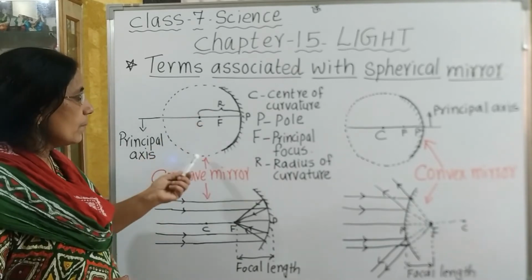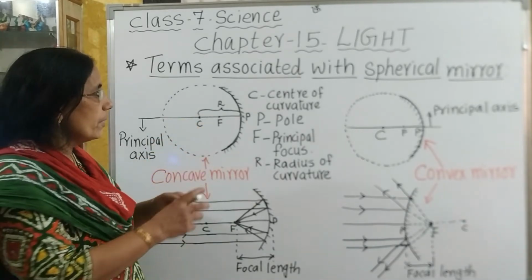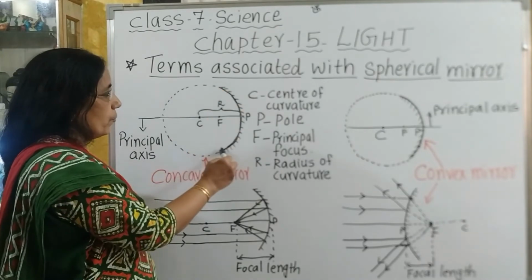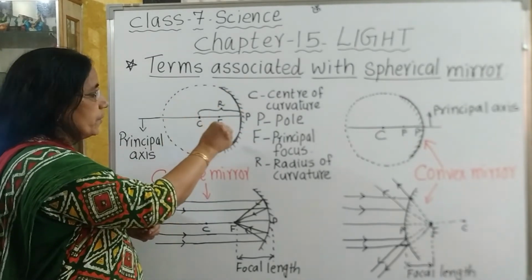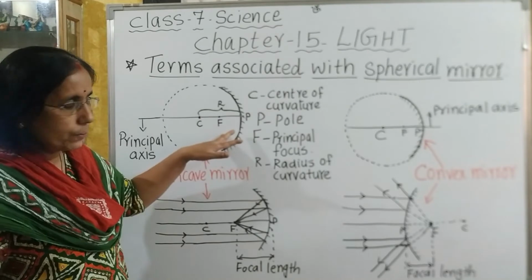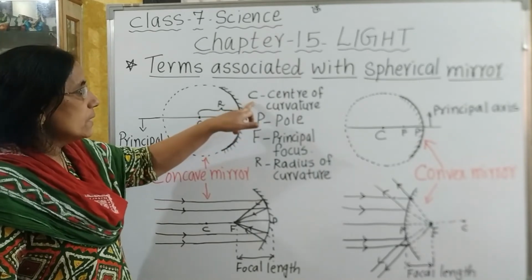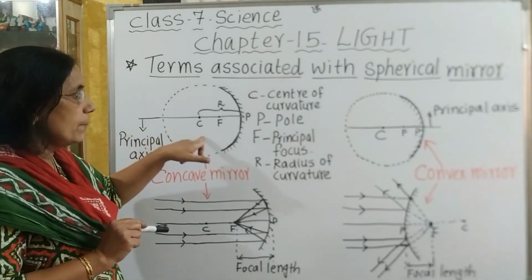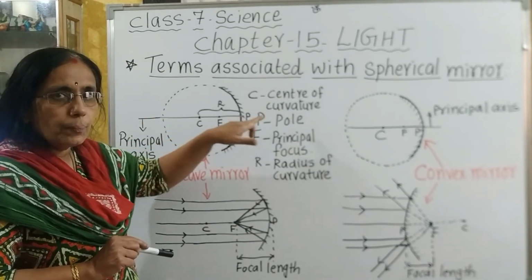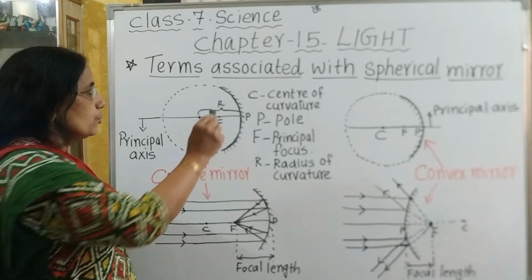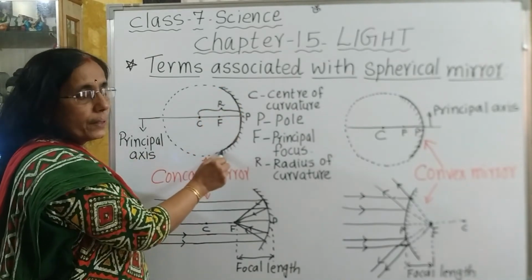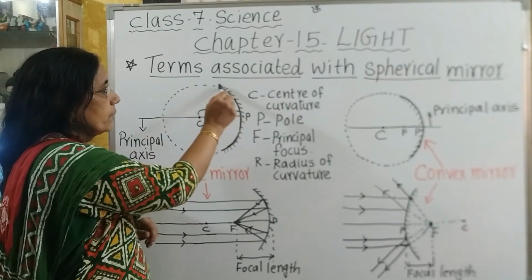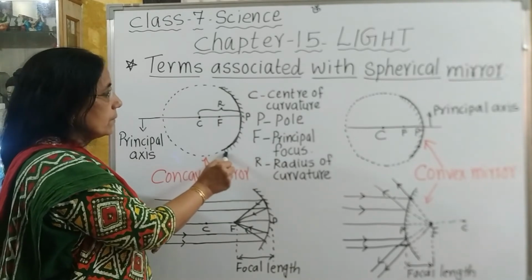So this is the diagram of a concave mirror. We have considered this as the concave mirror and this is the sphere of which this mirror is a part. Okay. So C is the center of curvature, that is the center of the sphere of which this mirror is a part, and P is the pole of the mirror. Pole is the geometric center of the mirror, that is the central point of the mirror which we have considered.